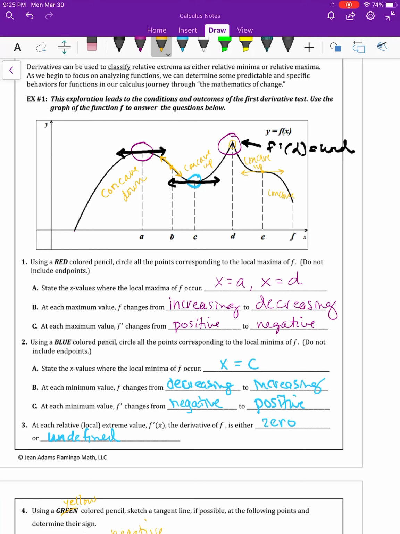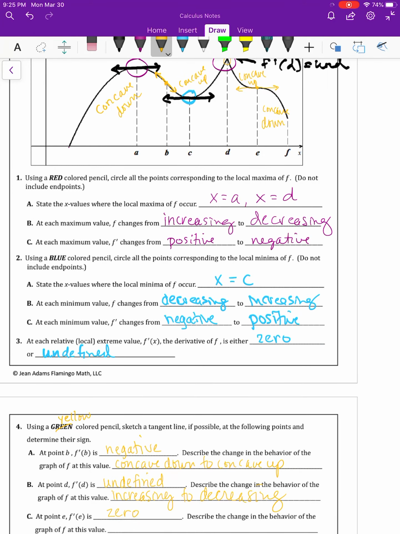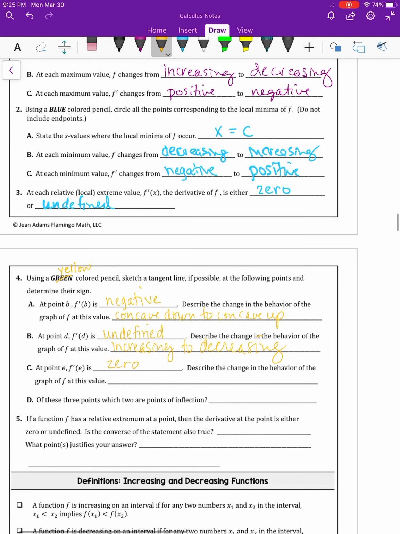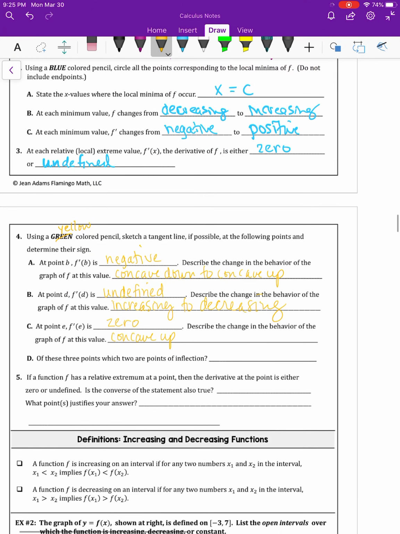What else is happening? Well, we've got concave up, and then here we've got concave down. So this is also a point of inflection because it goes from concave up to concave down. It didn't change from increasing to decreasing or anything like that. It was decreasing and then it kept decreasing. So it was more of the concavity that we wanted to look at, concave up to concave down.